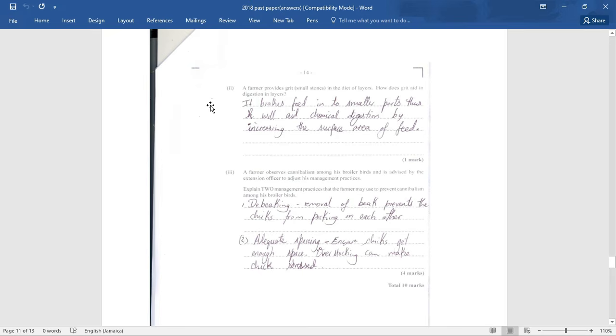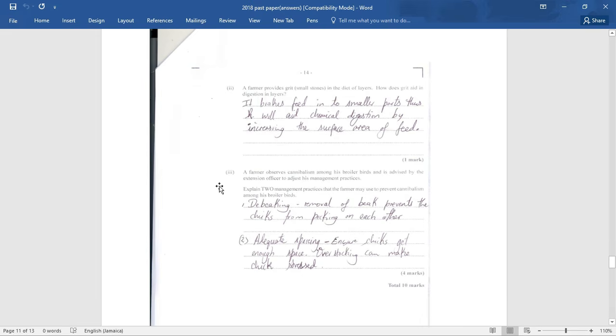Part 2 of the question goes, a farmer provides grit, small stones, in the diet of layers. How does grit aid in the digestion in the layers? Alright, so as I said, birds don't have teeth, so the gizzard alone may not do the work. So birds normally ingest stones. If you put them out in natural life, they will normally eat stones because they need the stones to grind the food. So let's go to the answer. It breaks feed into smaller parts, thus will aid chemical digestion by increasing the surface area of the feed.